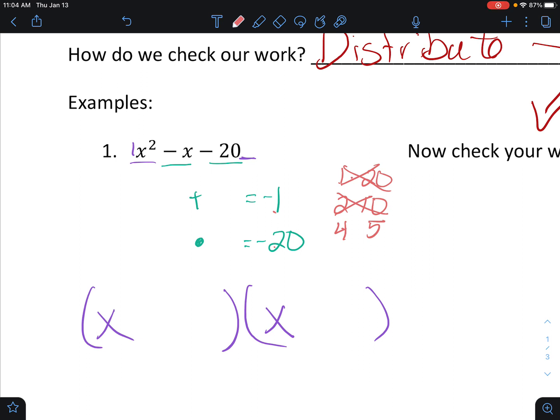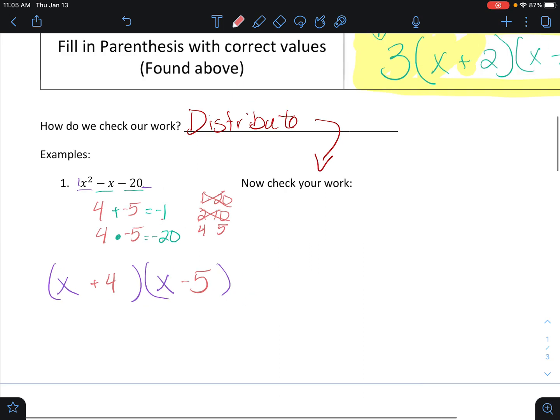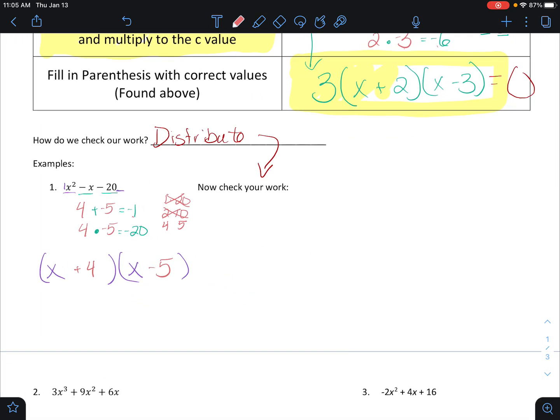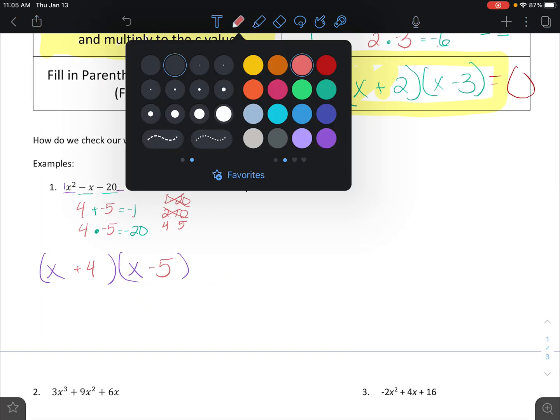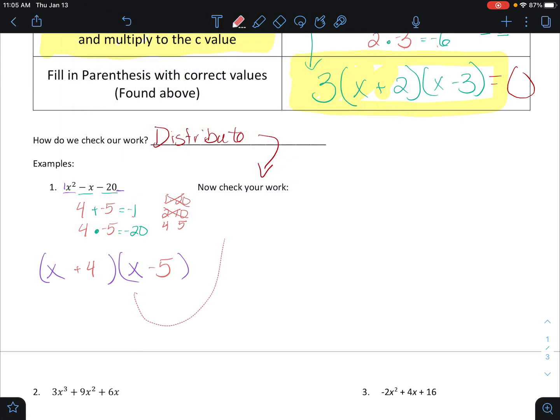Because if I think about it, if I'm getting to -1, I can do 4 minus 5 gets me to -1. So I can rewrite this as 4 and -5 get me to -1. 4 and -5. So that's going to be my magic numbers. So I'll have x plus 4 and x minus 5. And I have factored it. So now we need to check our work, because that's the cool thing about factoring, we can check our work. So we're going to come over here and check our work.